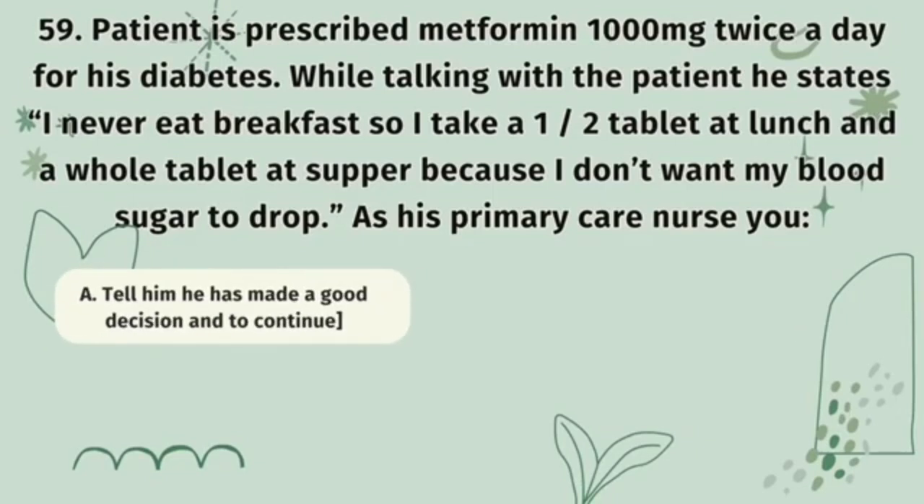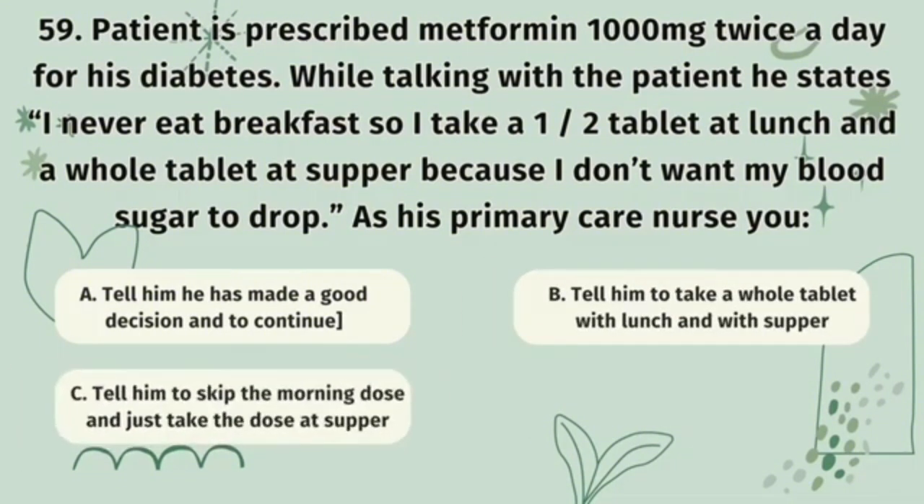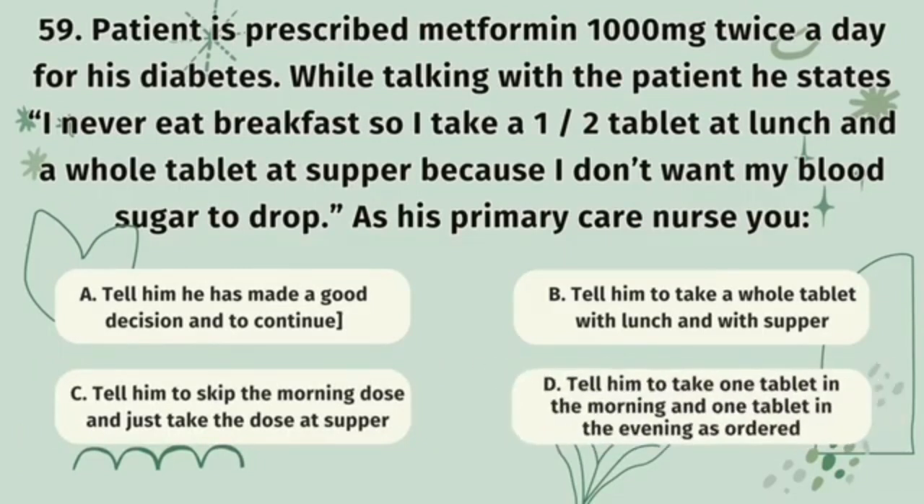Option A. Tell him he has made a good decision and to continue. Option B. Tell him to take a whole tablet with lunch and with supper. Option C. Tell him to skip the morning dose and just take the dose at supper. Option D. Tell him to take 1 tablet in the morning and 1 tablet in the evening as ordered.